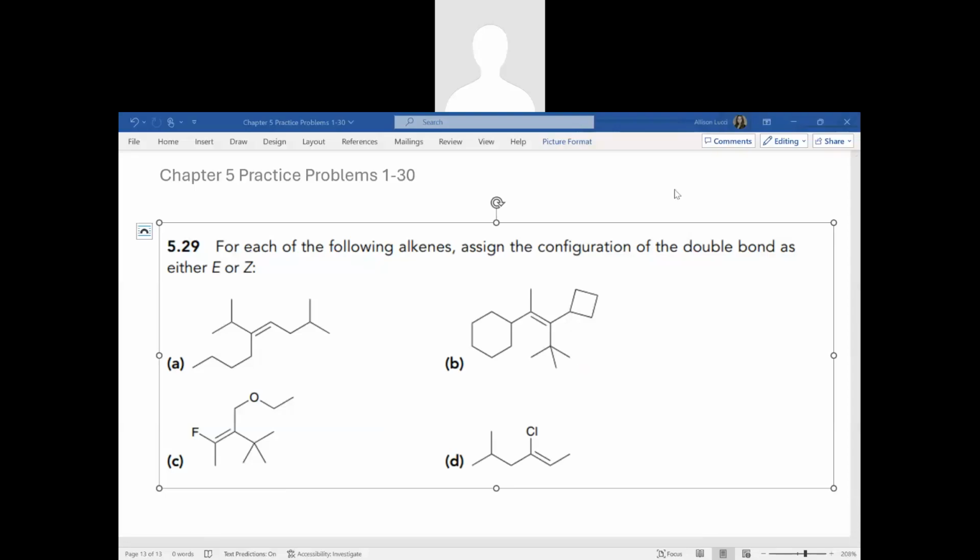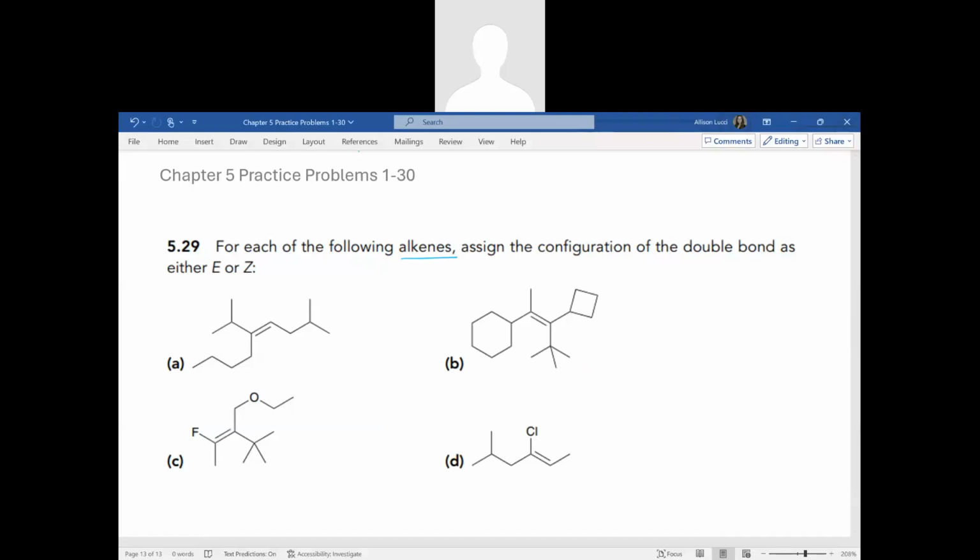For Chapter 5, Problem 29, we are asked to take a look at these alkenes below and assign the configuration of the double bond as either E or Z. So we have to choose which notation to use here. If you recall, we have E for entgegen, and that means opposite. So our two highest priorities on our vinylic positions will be on opposite sides.